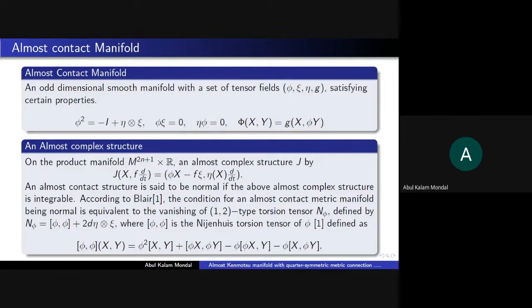According to Blair, the condition for an almost contact metric manifold to be normal is equivalent to the Nijenhuis tensor vanishing, and the Nijenhuis tensor is defined by the equation: the Lie bracket [φ, φ](X, Y) equals φ²[X, Y] plus [φX, φY] minus φ[φX, Y] minus φ[X, φY].